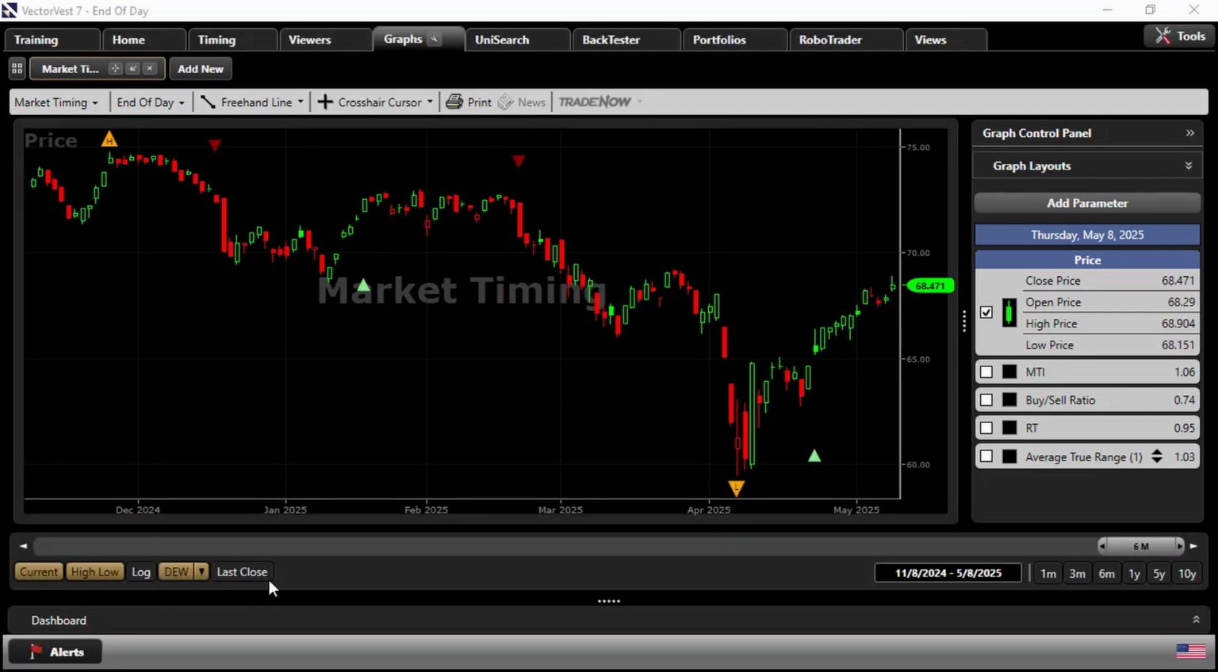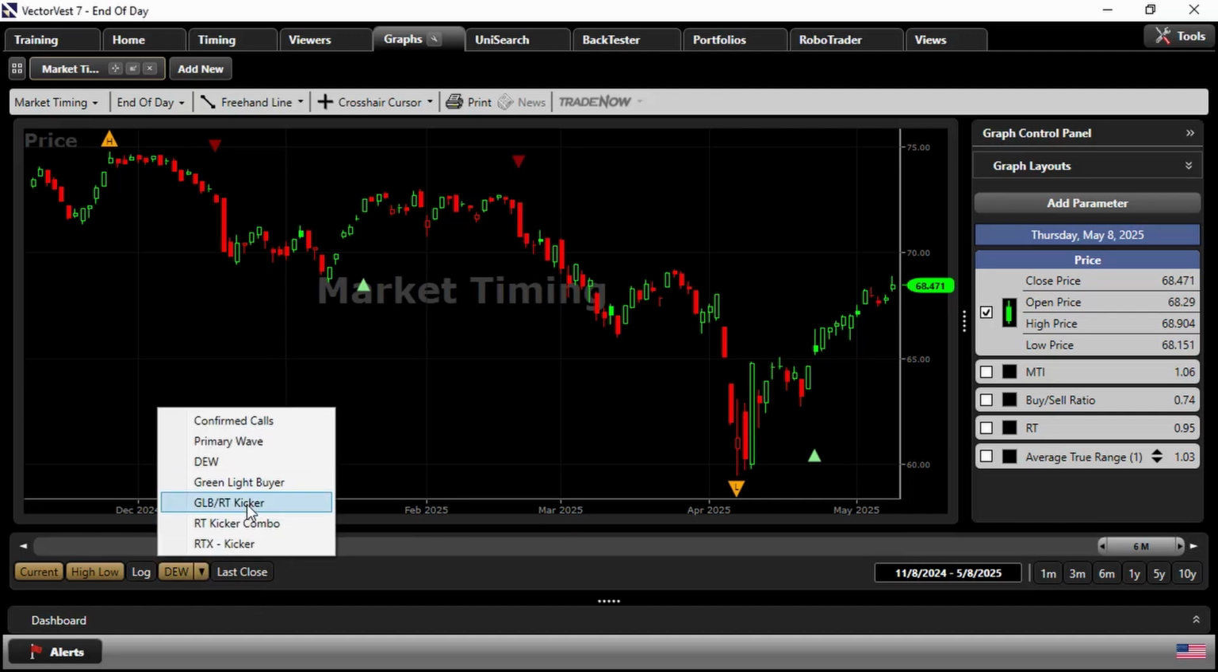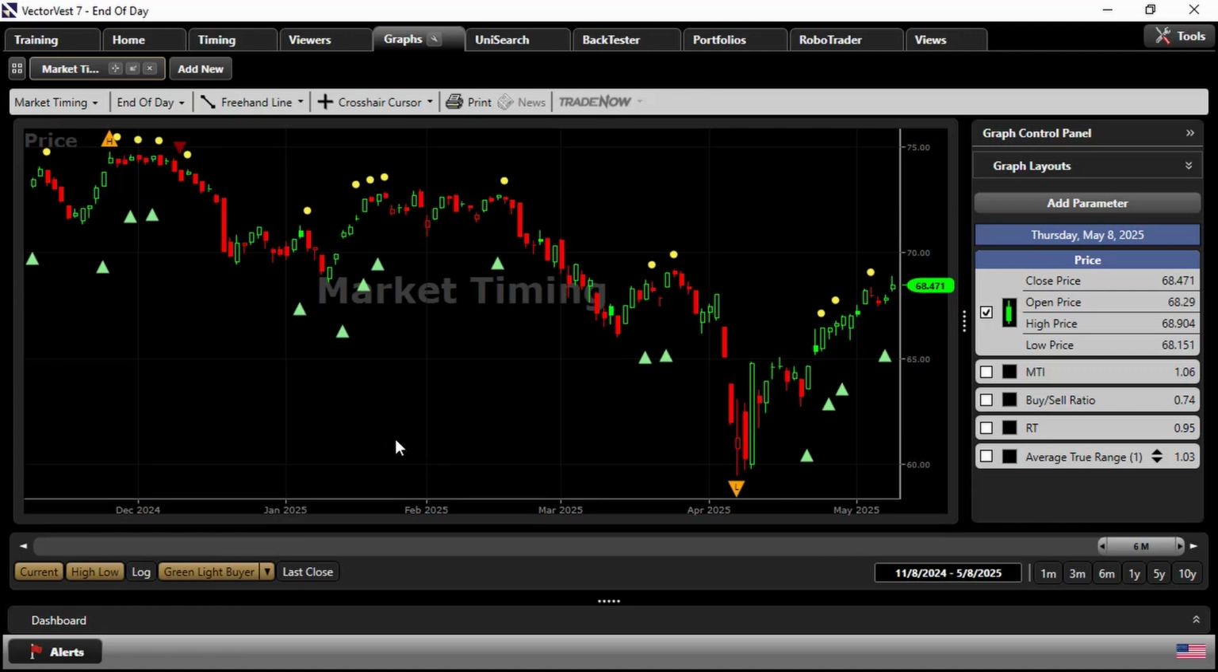The next market timing signal is our green light buyer signal and its variants, the kicker and the kicker combo. The green light buyer looks for a change in the price light in the color guard on our home page and is designed to be faster still than the DEW. And notice how we're encroaching now into some of that chop. We're getting closer to it because we're looking for a more sensitive signal that's going to trigger faster.